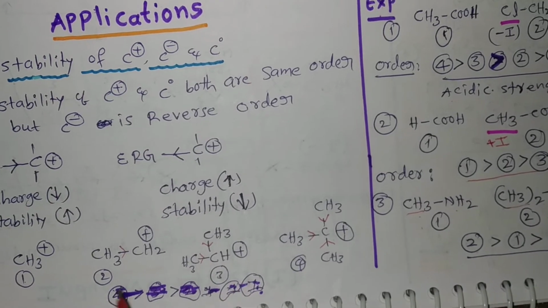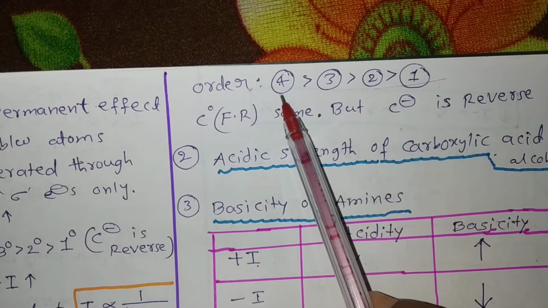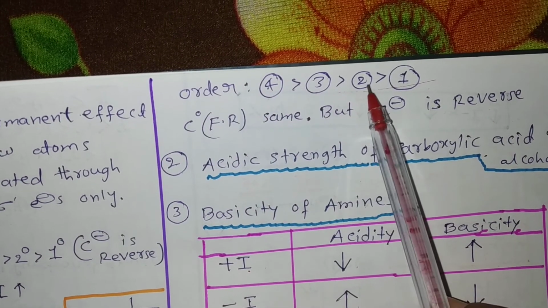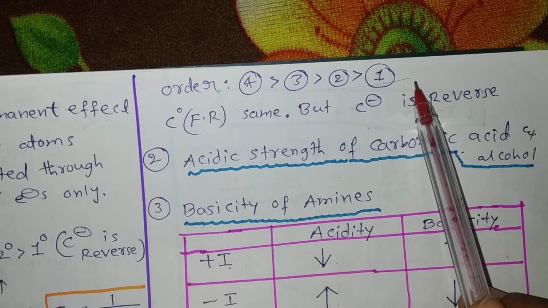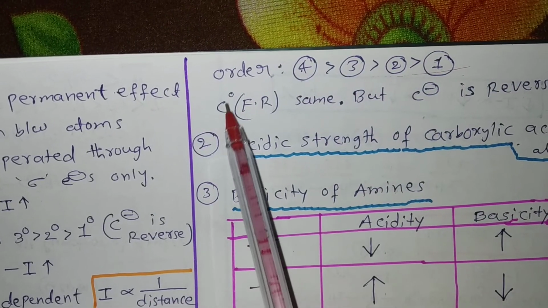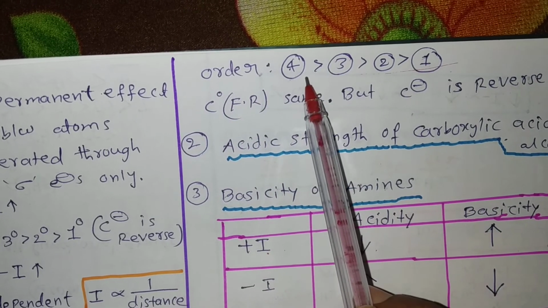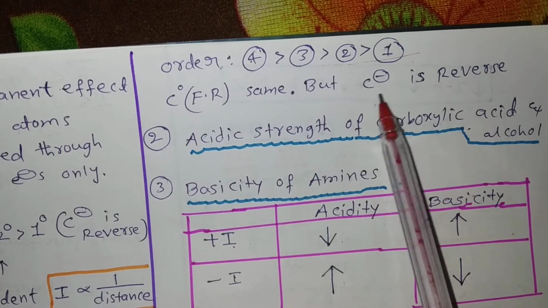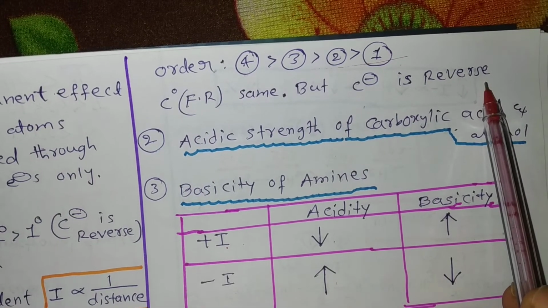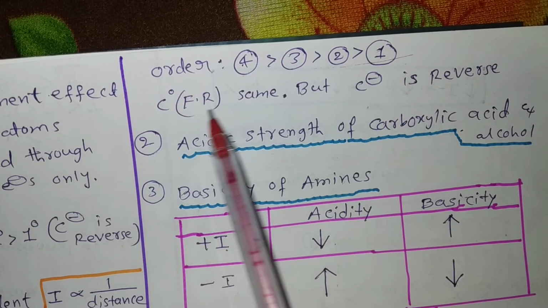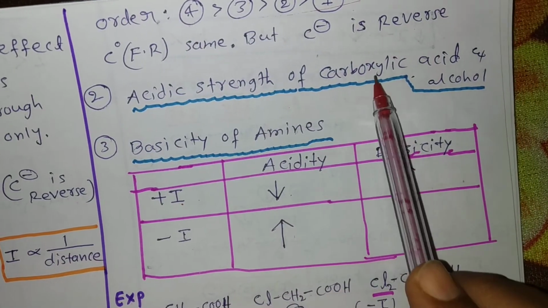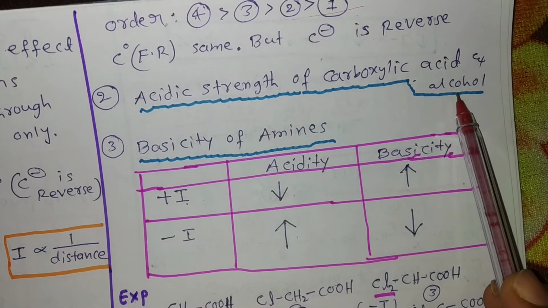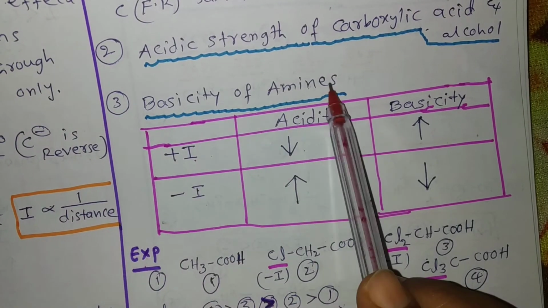Then the third one, second one and first one. So that is the correct order. The fourth one has the most stability, then third, second and first. So this is the decreasing order of stability. Next, carbon free radical is in the same order as carbocation, but carbanion is in reverse order. Second point, acidic strength of carboxylic acid and alcohol. Third one, basicity of amines.